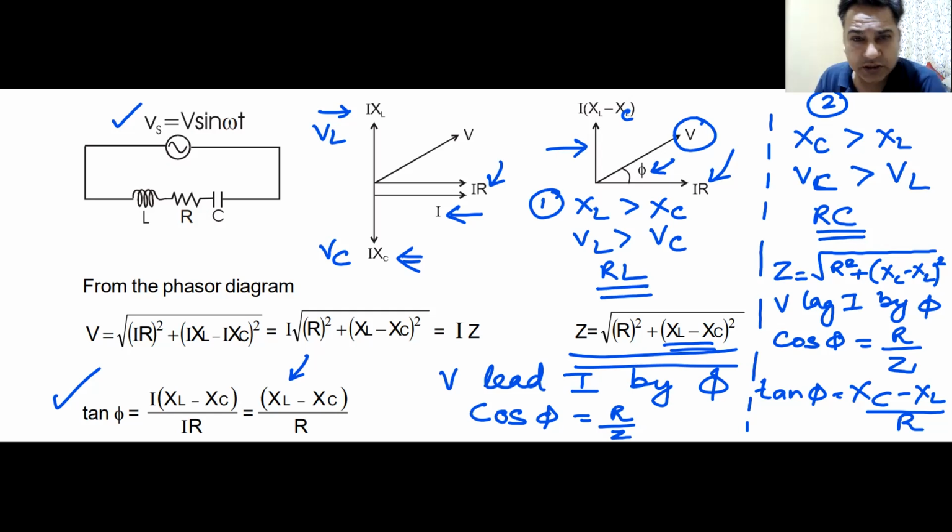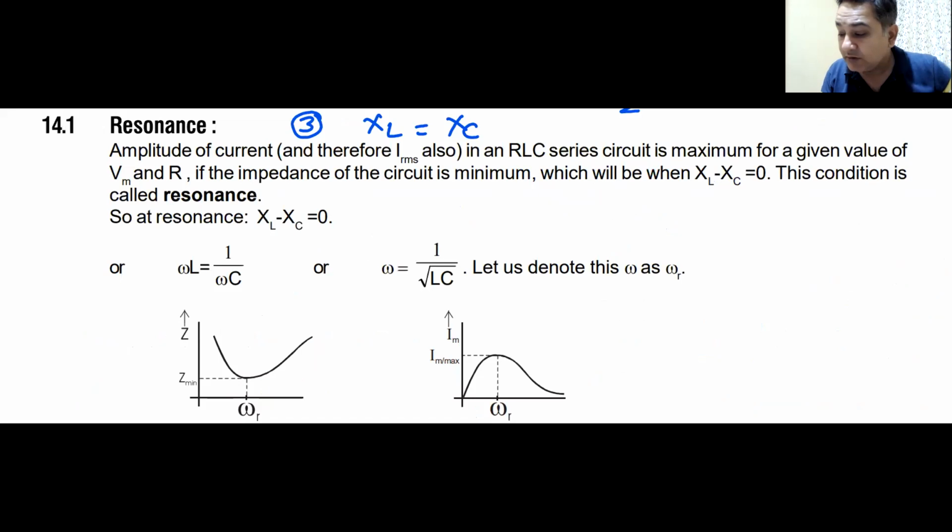I hope you have noted down case number 2. Case number 1, XL is more than XC. Case number 2, XC is more than XL. What remains, my dear friends, is the last case. And what is the last case? No prizes for guessing. The last case is XL and XC are same.